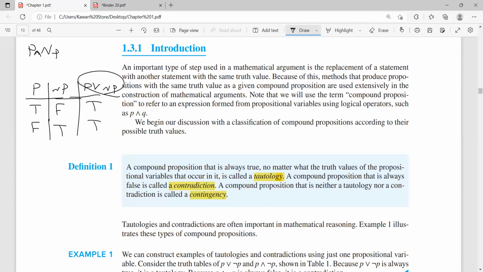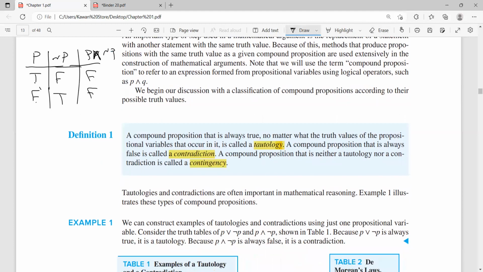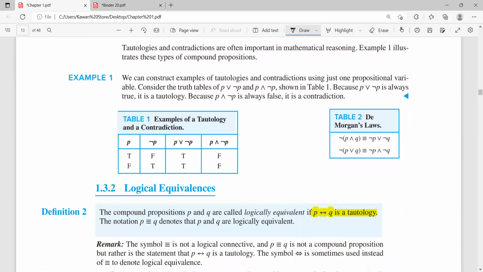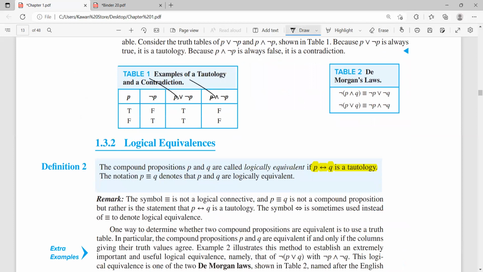How about P and negation P? It will be a contradiction. Why? Look here. Let me change that one to the new proposition. So I say P and negation P. True, false, false. False, true, false. So that one is a contradiction. Understood? Clear. So maybe you have many propositions, 2, 3 propositions, and the result is tautology. So that one is called tautology. You can see from here, we have all of them.